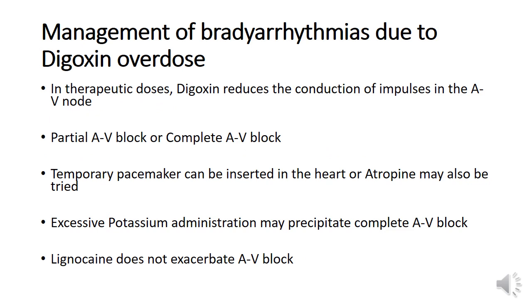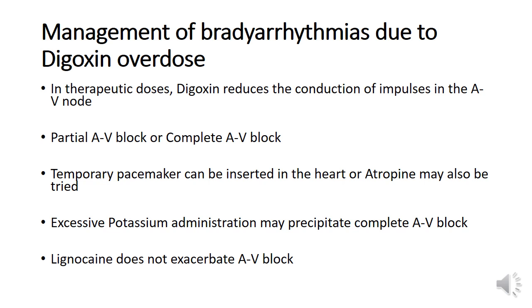Bradyarrhythmias are seen in digoxin toxicity because digoxin reduces the conduction of impulses in the AV node. So we can see a partial or a complete AV block. So how to overcome this? A temporary pacemaker can be inserted or atropine may also be used.